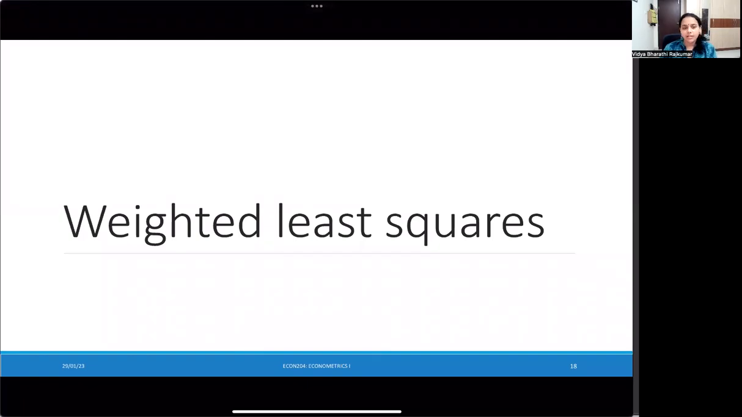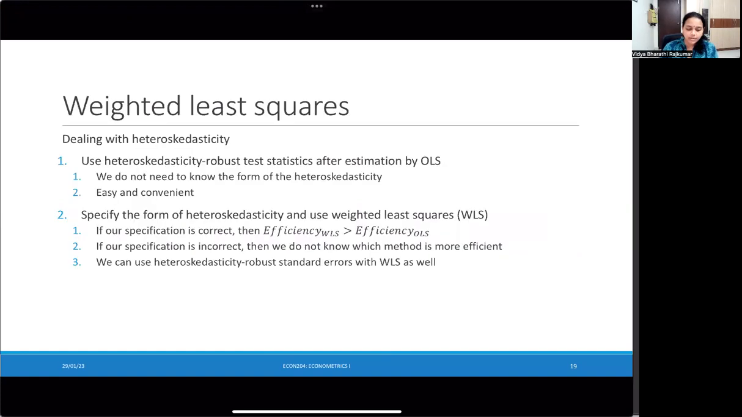Hello everyone. In this video, we're going to review another method of addressing the heteroscedasticity issue. This is called the method of weighted least squares. So how do we deal with the heteroscedasticity issue?